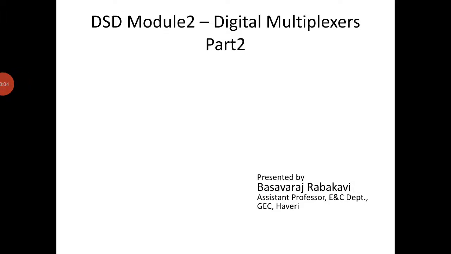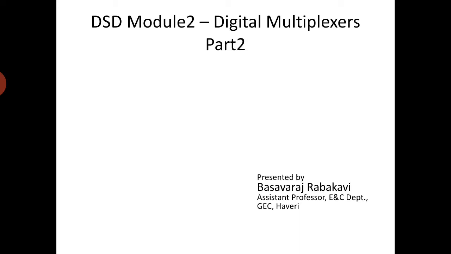Today we will see the extension part of the digital multiplexers. In the previous class we have seen what we mean by multiplexers. Earlier, the multiplexers were made with analog systems. Nowadays, they come as digital multiplexers.